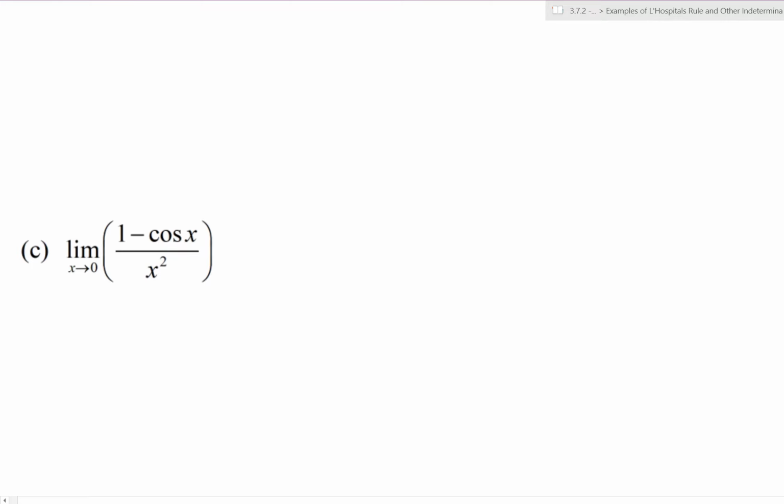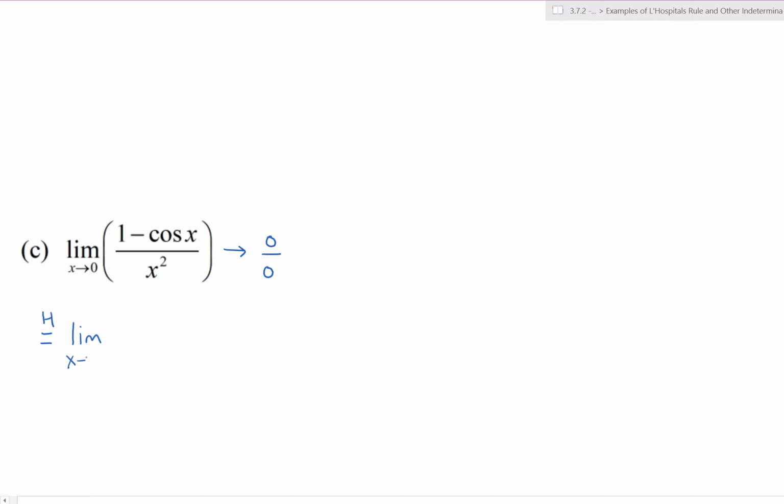Here, this looks very similar to the first one. Limit as x goes to 0 of 1 minus cosine of x, but now it's being divided by x squared rather than by x. So notice, again, as x goes to 0, the numerator goes to 0, the denominator goes to 0. So L'Hopital's rule applies, keeping in mind these functions in the numerator and denominator are nice and differentiable and continuous. So apply L'Hopital's rule. What do we get?